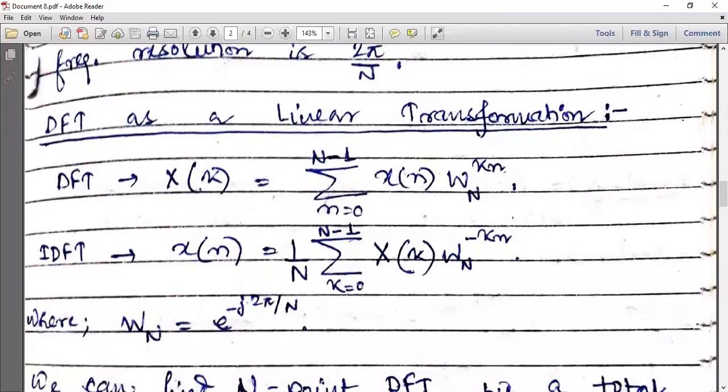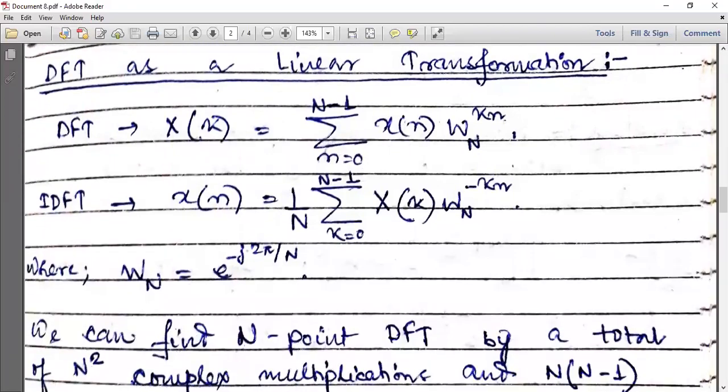Now what do you mean by linear transformation? What is linear transformation? You see, linear transformation means we are having two formulas, one for DFT and one for IDFT. What is this DFT and IDFT? DFT is our discrete Fourier transform. IDFT is our inverse discrete Fourier transform.